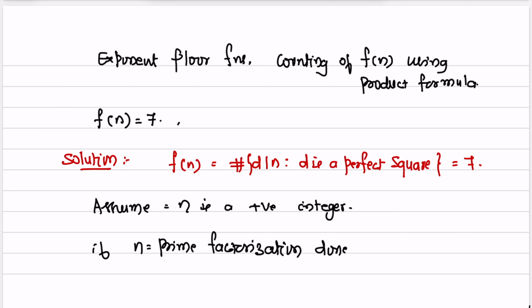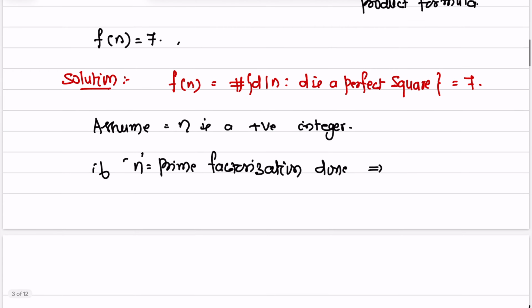If n's prime factorization is done, that implies let n is equal to P1, the first prime factor, which has an exponent of A1, P2 has an exponent of A2, up to Pk, let us say, with exponent Ak.